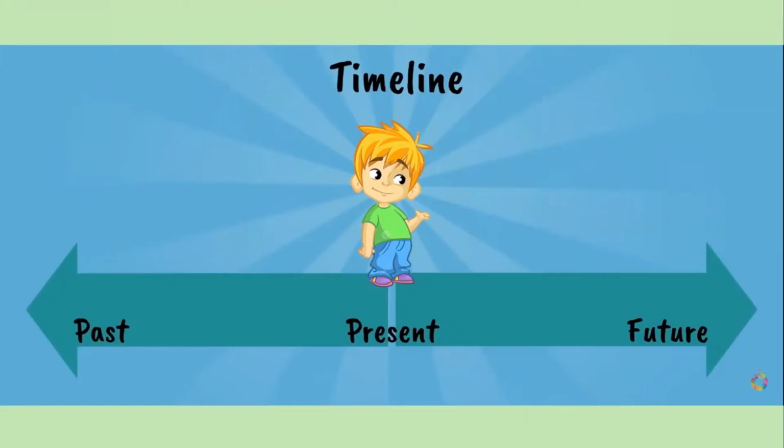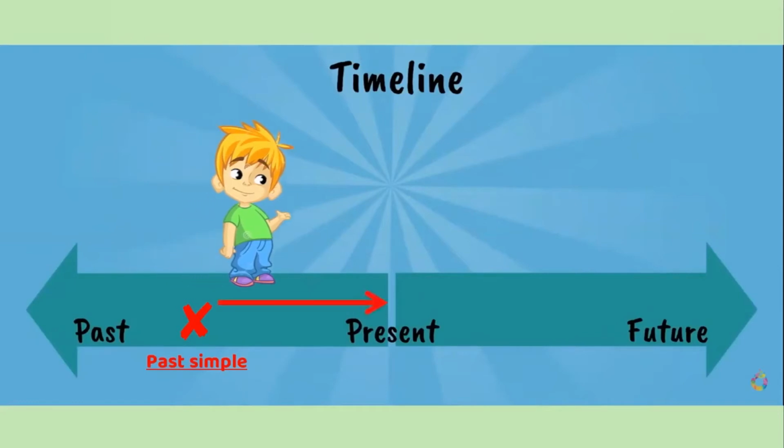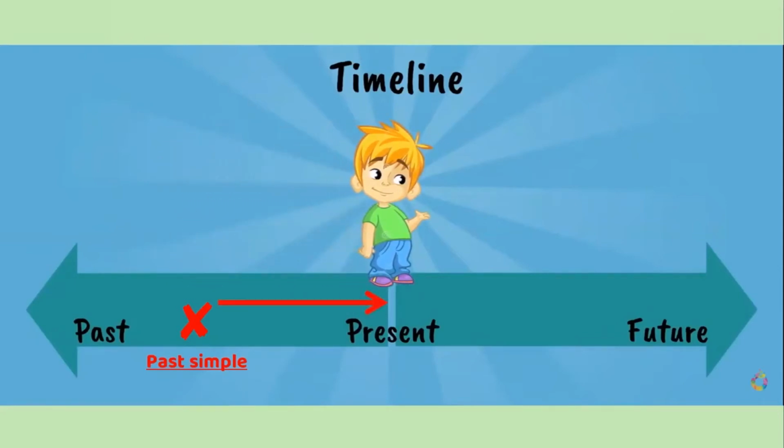So let's look at this timeline. Where the boy is standing is the present. This means now. The downward is the past and upward is future. So if he started doing an action in the past and he also finished this action in the past too, we will use past simple. However, if that action hasn't finished, he continually does that action until the present, we will use present perfect.